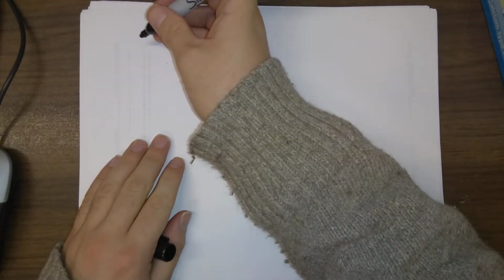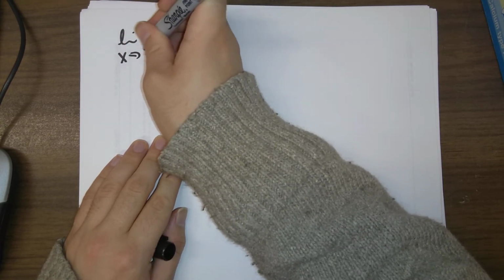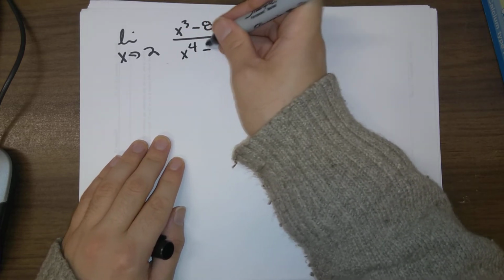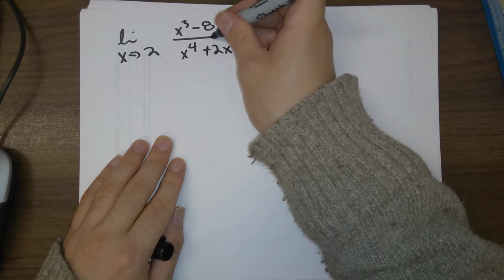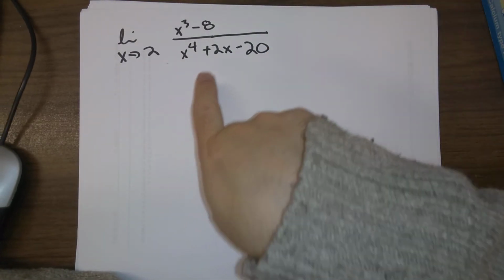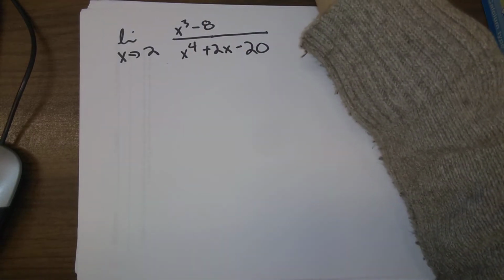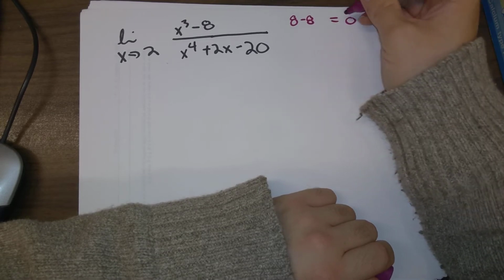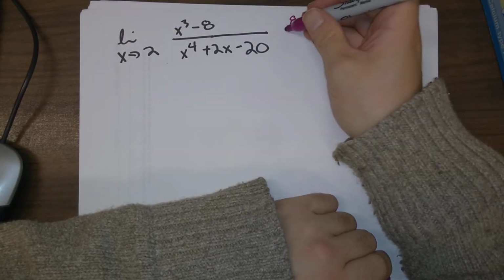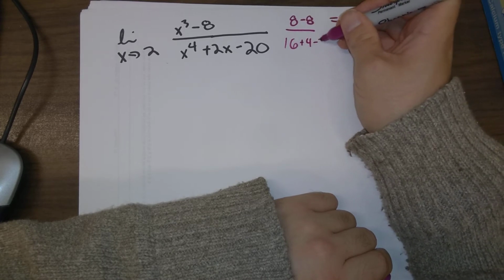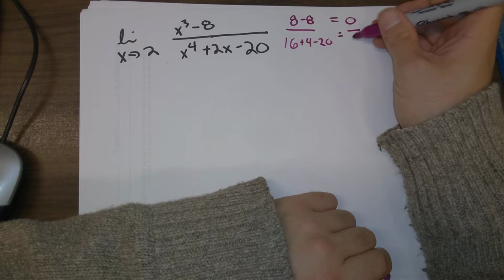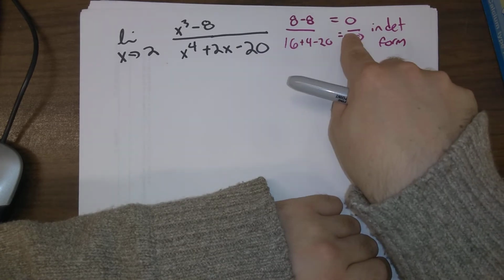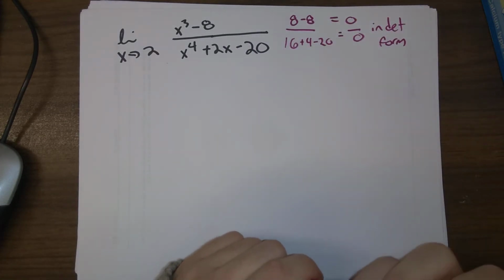So, starting off, let's suppose that we have the limit as x goes to 2 of x cubed minus 8 over x to the 4th plus 2x minus 20. Okay, so what's going on here? If we plug in 2 upstairs, we get 8 minus 8. That's going to be 0. If we plug in 2 downstairs, we get 16 plus 4 minus 20. So we currently have a 0 over 0 indeterminate form. No, I'm not writing that this is equal to 0 over 0. I'm just notating that we have a 0 over 0 indeterminate form.